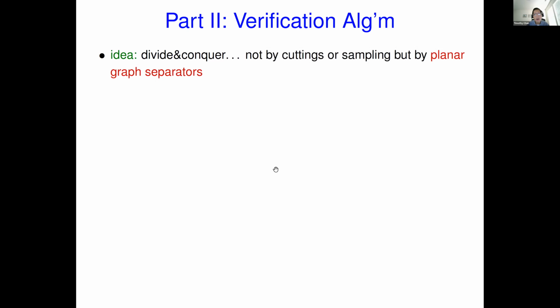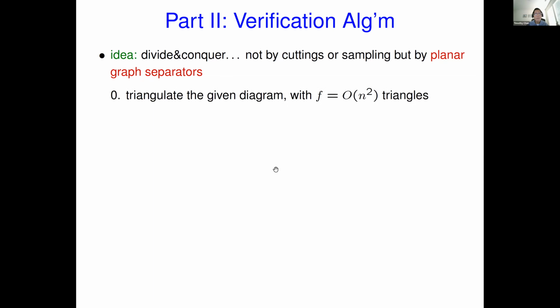So we ended up designing a totally different verification algorithm by using divide and conquer, but not in the traditional way using cuttings or random sampling, but by using planar graph separators, interestingly. So in hindsight, once you realize you should use planar separators, the approach is not that difficult to think of. Okay, so here is how it works.